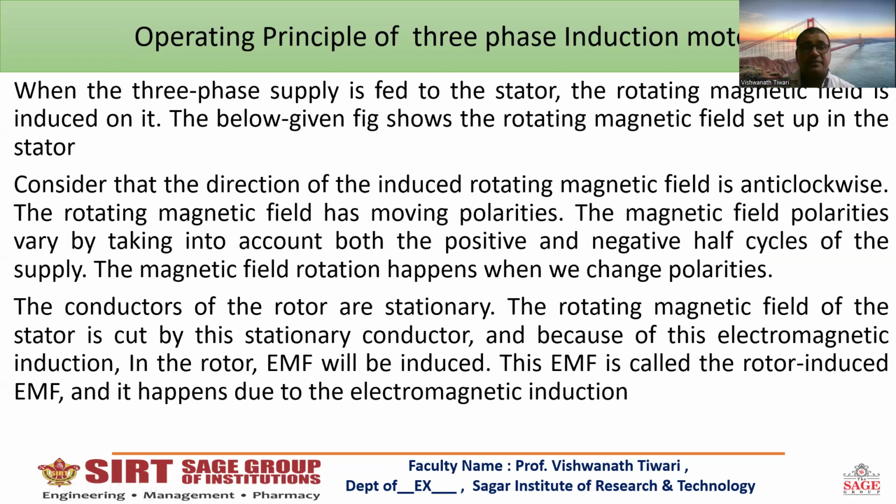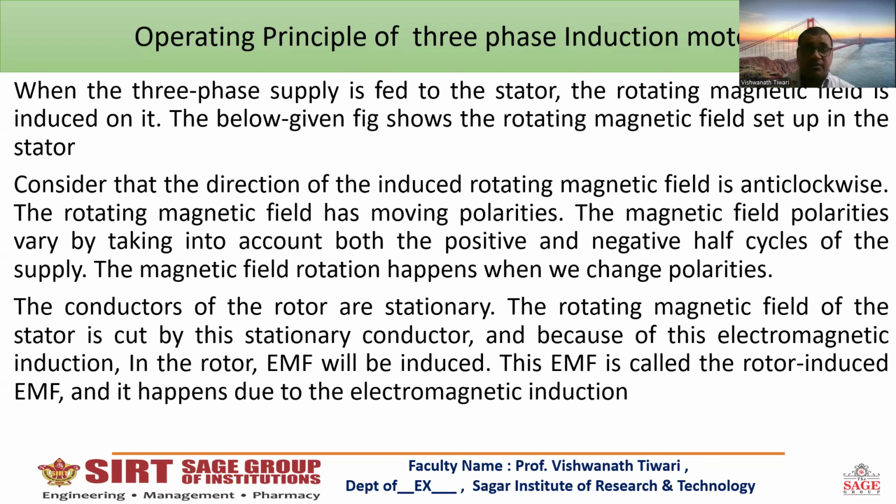When the three-phase supply is fed to the stator, a rotating magnetic field is induced in it, as shown in the figure below. Consider the direction of the induced rotating magnetic field to be anticlockwise. The rotating magnetic field has moving polarities. The magnetic field polarities vary, taking into account both the positive and negative half cycles of the supply. The magnetic field rotates as it changes polarities.